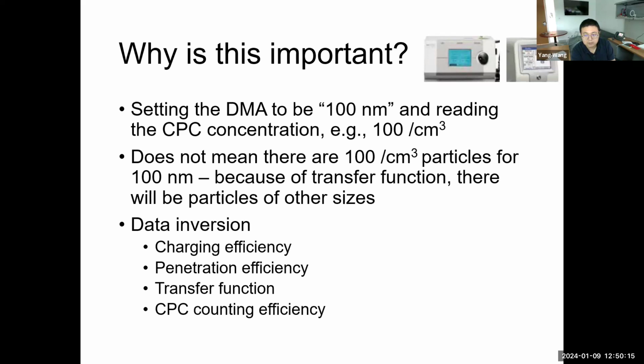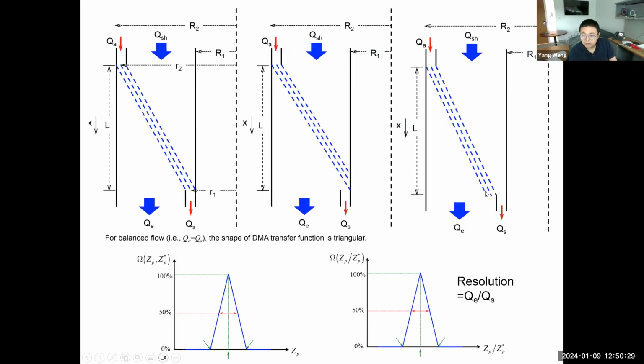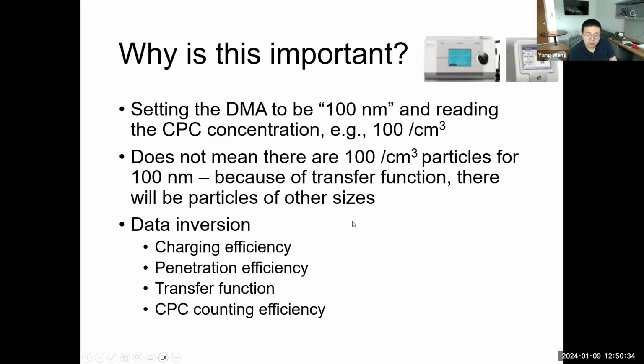Doesn't that tell you particles 100 nanometer is exactly 100 particles per cc? No, it doesn't. It's mainly because we have this transfer function mechanism here that particles of 99 nanometer or 101 nanometer are also getting classified. And to make things more complicated or sophisticated, we also need to consider the charging efficiency of particles, because not all of these 100 nanometer particles are charged. Some of these particles might get lost in the system. So you need to consider the penetration efficiency.